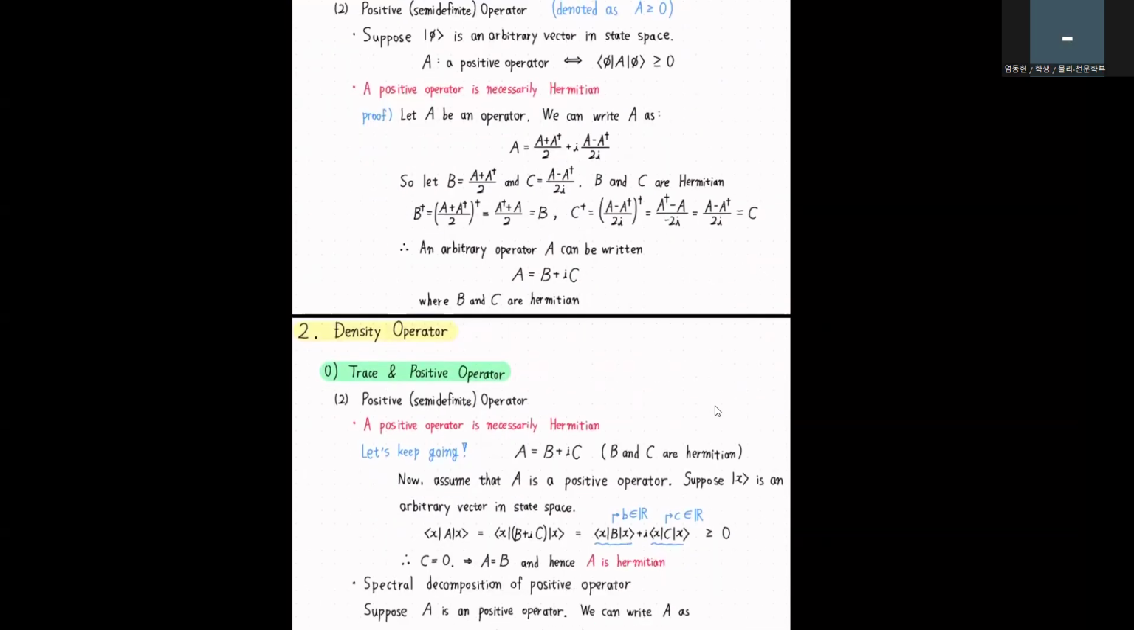And according to this definition, a positive operator is necessarily Hermitian, which means that its eigenvalues are necessarily real. To prove this, suppose A is an operator, and we can write A as the sum of these two expressions. The first expression is a Hermitian operator. The second expression is what's called an anti-Hermitian operator. So we can always split up an operator into two parts, B that is Hermitian and iC, which is anti-Hermitian, which makes C Hermitian.